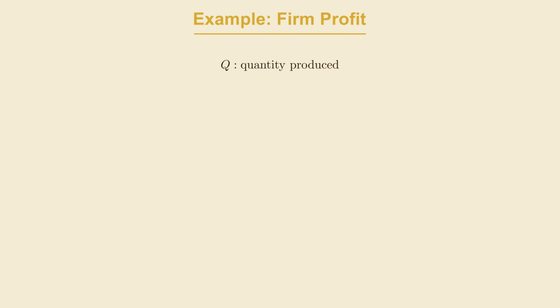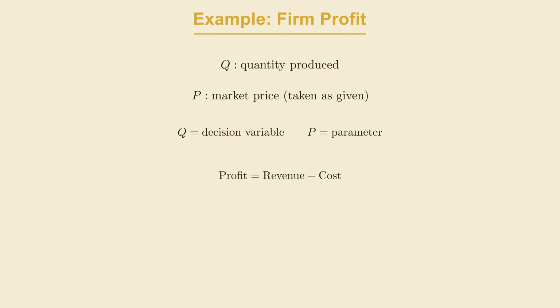Suppose a small firm picks the quantity it produces, Q, to maximize its profit. The market price the firm faces is P. The firm doesn't control the market price, so it takes P as given. So Q is the decision variable and P is the parameter. Profit is revenue minus cost. So revenue is price times quantity, P times Q, and we'll use a quadratic cost of Q squared, which ends up being a clean stand-in for any cost that rises faster than linearly. So profit as a function of quantity for any given price is P times Q minus Q squared.